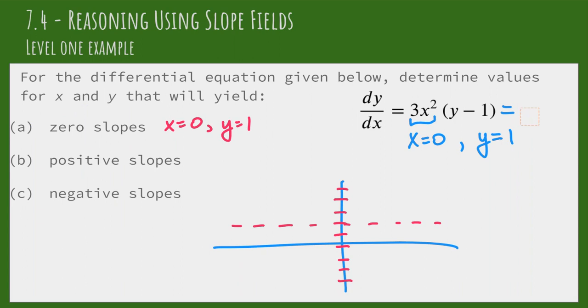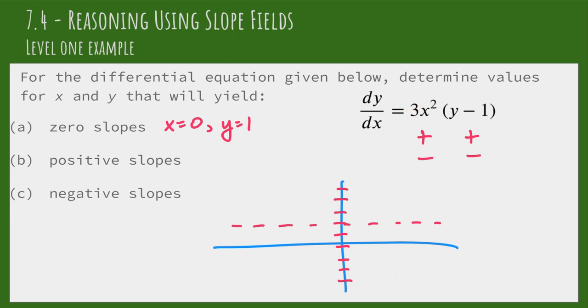Now, positive slopes, we're going to have to take a little bit more into account. We would expect to get positive slopes when, in this case, we're multiplying, when the two numbers that we're multiplying together are either both positive or both negative. So if we have a positive times a positive, we're going to get a positive slope. If we have a negative times a negative, we're going to get a positive slope. Now, in this particular example, the first factor, the 3x squared, can never be negative. So the only case that we have to consider is where they're both positive.